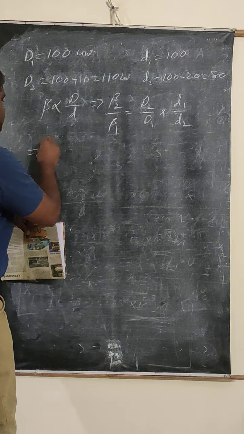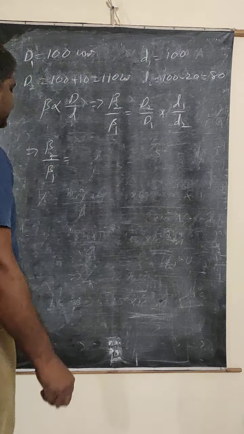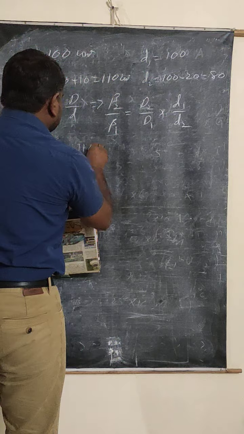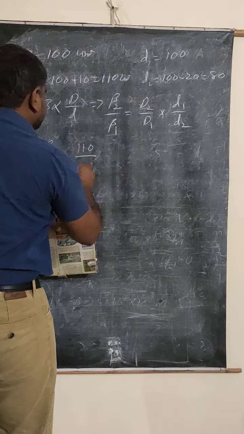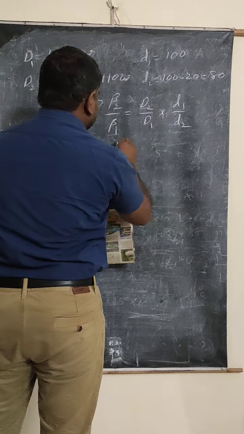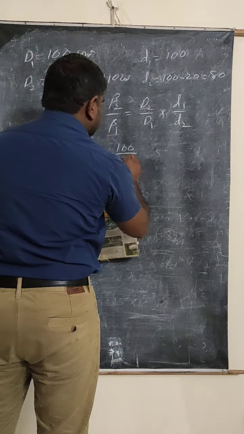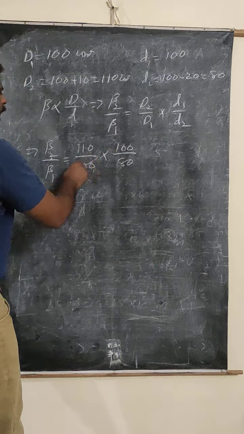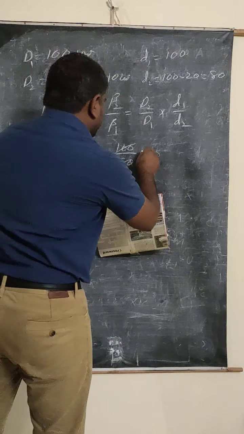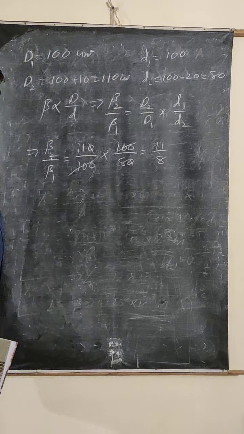That implies beta 2 by beta 1 equals the D2 value, 110, by the D1 value, 100, into the small d1 value, 100, by the small d2 value, which is 80. Cancel the equal terms here: 100 and 100 are cancelled, and 0 and 0 are cancelled. That means you get 11 by 8. So beta 2 by beta 1 is equal to 11 by 8.